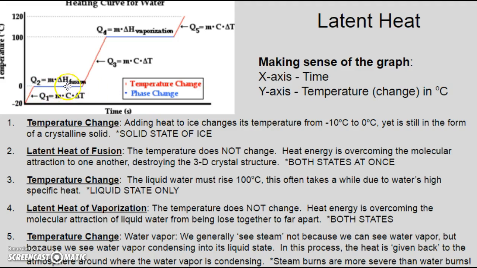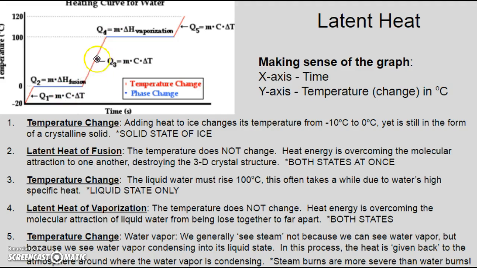2 is this blue line right here, this is a phase change. This is called the latent heat of fusion. The temperature does not change. Heat energy is overcoming the molecular attraction to one another, destroying the 3D crystalline structure. It can be in both states, both a solid and a liquid at once. But it takes heat energy added to it to go through this phase change.